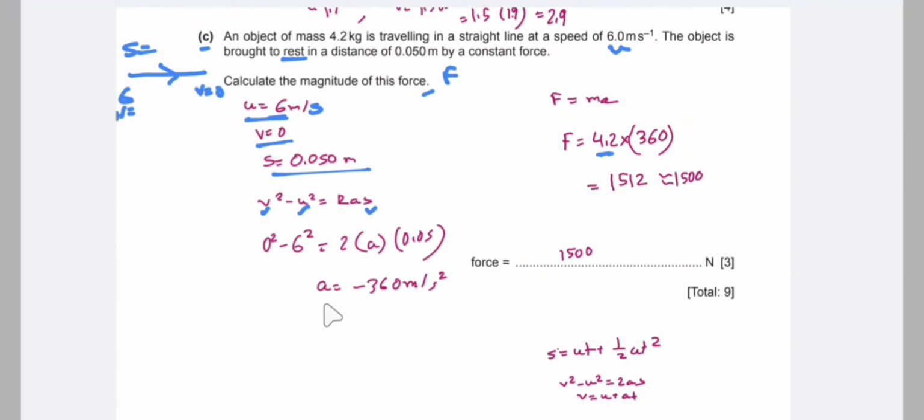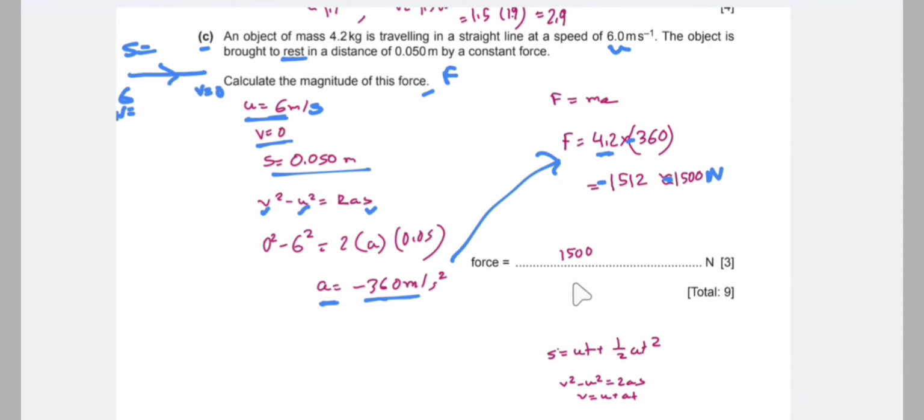So what is the value of a? Acceleration is negative 360 meter per second square. So after substituting the value in the equation for force, we get the value of force as 1512 Newton. That is approximately 1500 Newton to two significant figures, and it is negative.